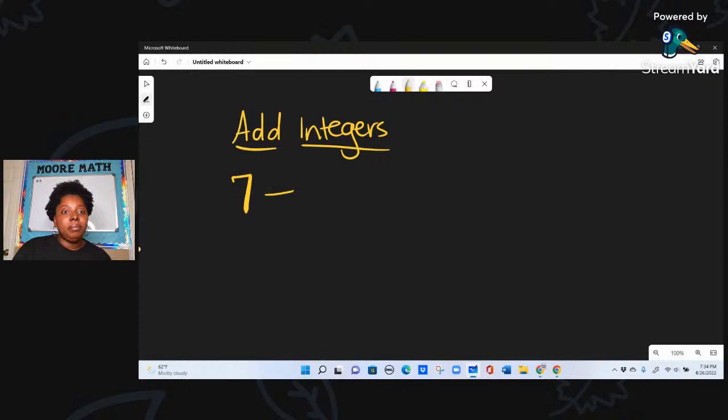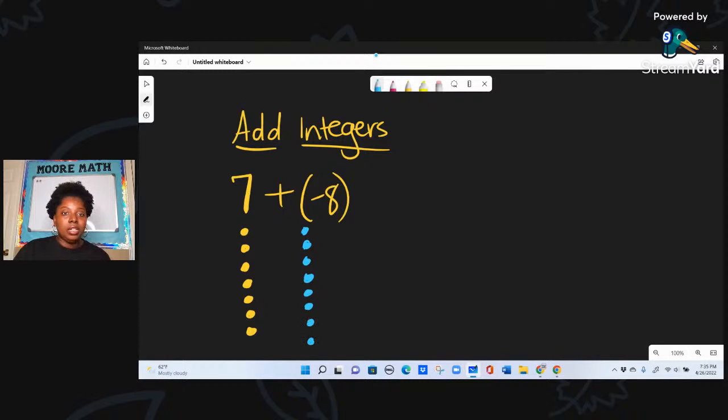All right, 7 plus -8. I have 7 positives and 8 negatives. How many zero pairs will I have? Okay, so 7 of these positives, I remember positives were yellow, are going to cancel out with 7 of the negative chips. So we have 8 negatives. And so watch this. I have those zero pairs.